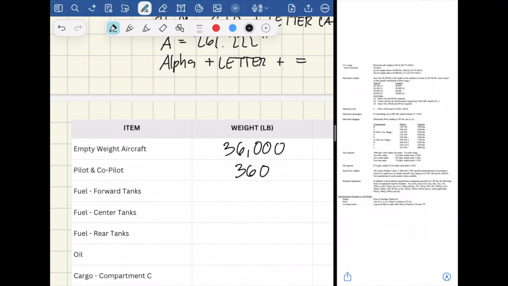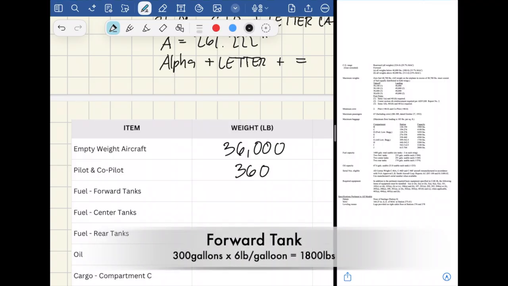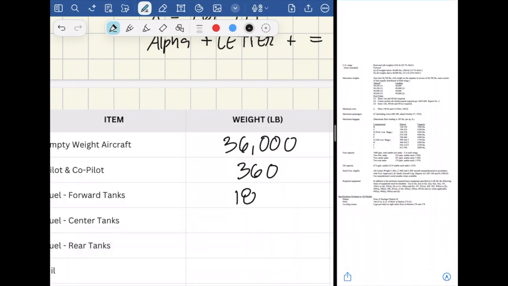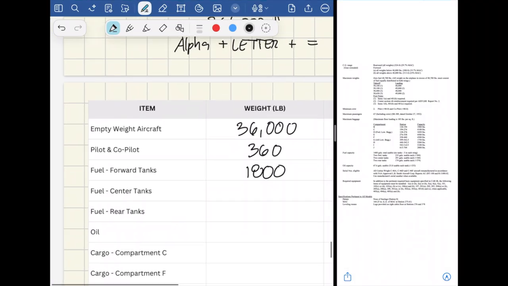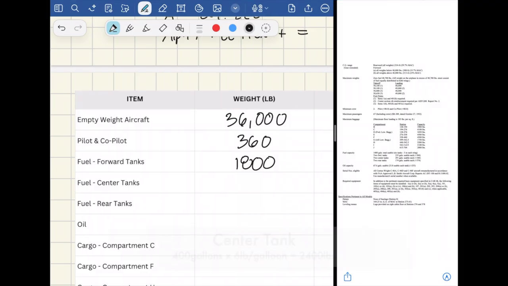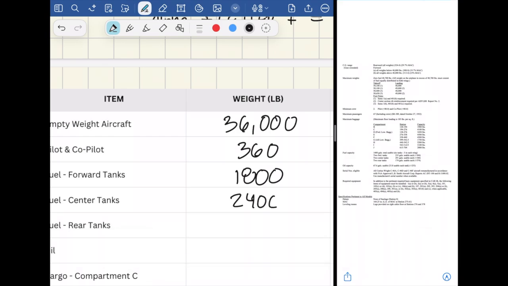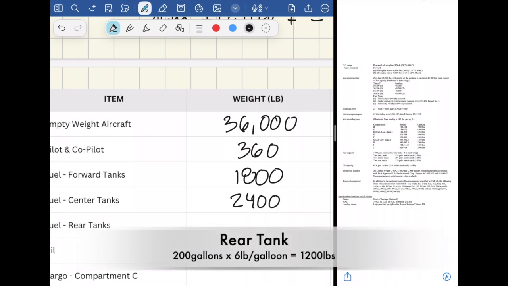So, paano yun? Okay, so let's start with forward tanks. So, sa forward tank, we have 300 gallons multiplied by 6 pounds. So, we have 1,800. Next naman, pag sa center tanks, we have naman 2,400. And kapag sa rear tanks naman, we have 1,200.